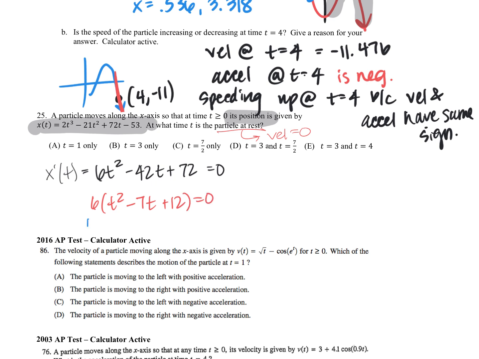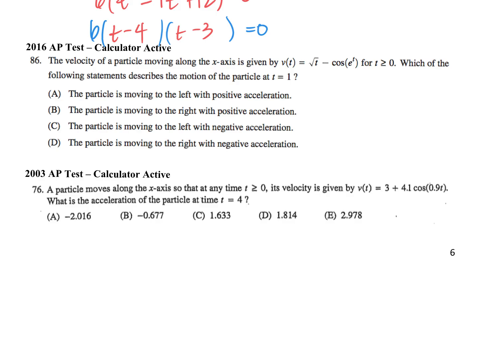Okay, you guys, now this is so much easier. What multiplies to be 12 and adds to be negative 7? Negative 4, negative 3. Well said. 6 times (t minus 4)(t minus 3). When does this equal 0? Does 6 ever equal 0? No. Does t minus 4 equal 0? Yeah, at t is 4. And is that an answer? E.